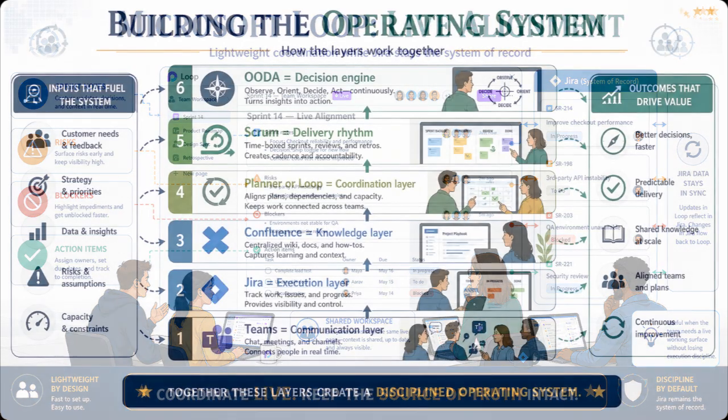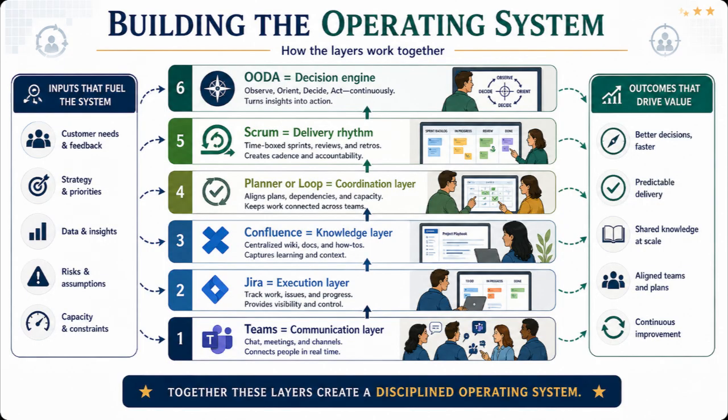The strategic model should be this. Teams is the communication layer, Jira is the execution layer, Confluence is the knowledge layer, Planner or Loop can be the coordination layer, Scrum is the delivery rhythm, OODA is the decision engine. When combined properly, this creates a disciplined operating system. The team does not just do Agile. It continuously senses reality, interprets it, decides what matters, acts, and learns.